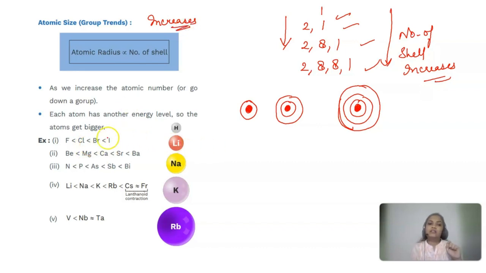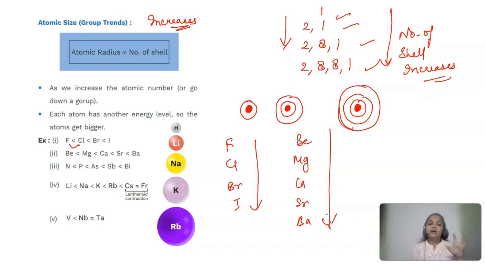So it will increase from fluorine to chlorine to bromine to iodine. It will increase from beryllium to magnesium to calcium, strontium, barium. Of course exceptions will be there, okay, but this is the general trend. It will increase from lithium, sodium, potassium, rubidium, cesium. So this is how atomic size varies in the periodic table. I hope it is clear. You just have to remember the reason.